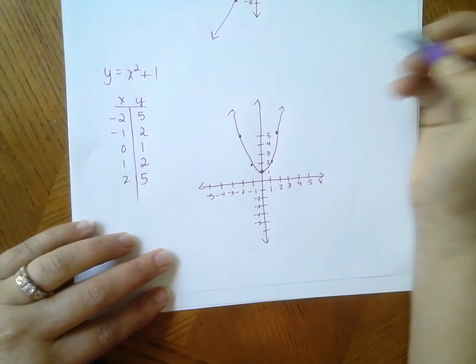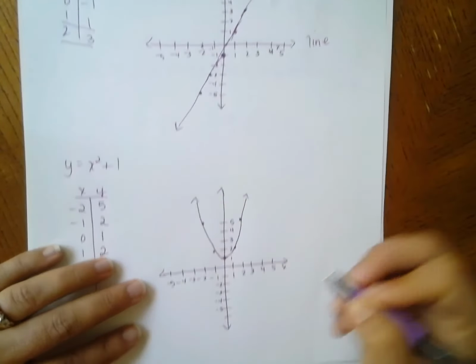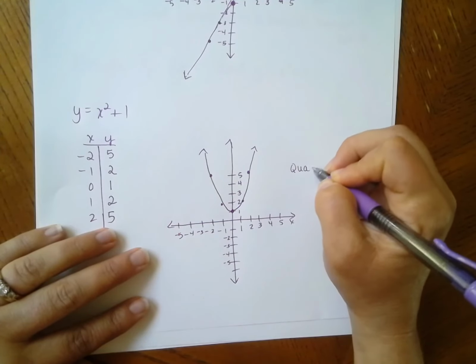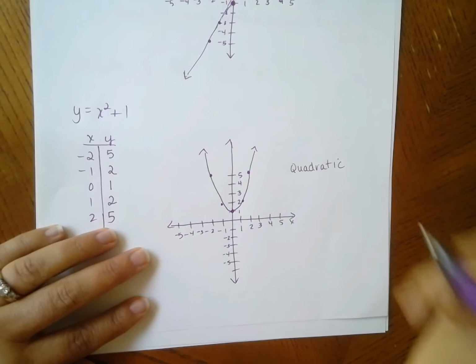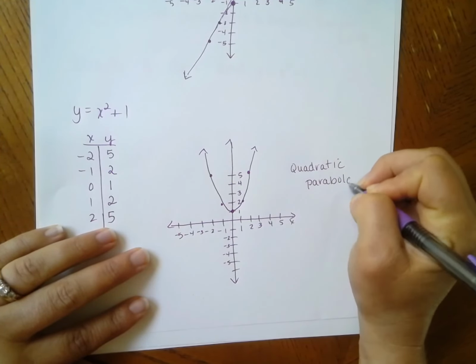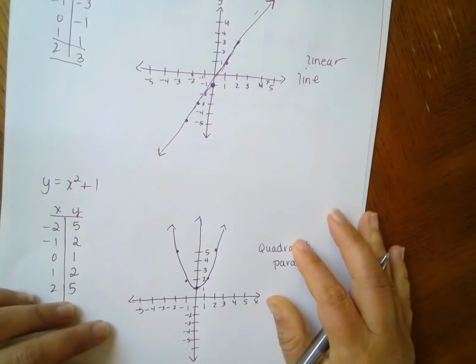Okay, so this one up here, this was a line, right? This one here has a special name as well. It is called a quadratic. We've solved quadratics, or at least we've solved some quadratics. The graph is actually called a parabola. This one is actually linear and is a line.